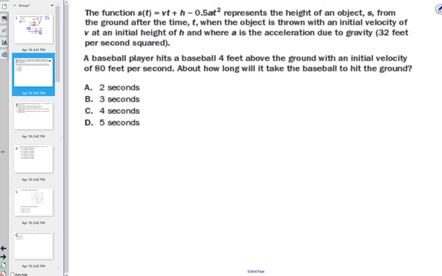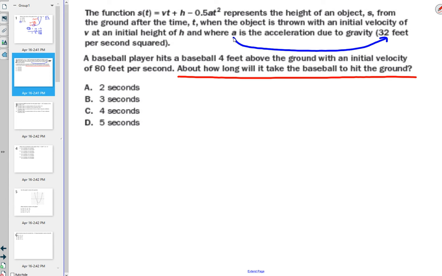This function represents the height of an object from the ground after some time. And they tell you what V stands for and what A stands for. Actually, I think that's going to be important because they tell you that A is 32. You can't miss that. A baseball player hits a baseball 4 feet above the ground with an initial velocity of 80 feet per second. Let's go to the question, which is about how long will the baseball take to hit the ground?